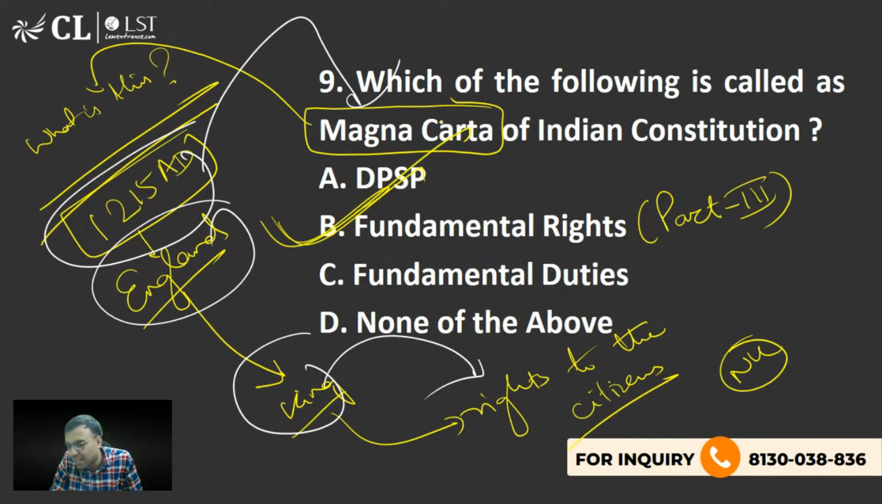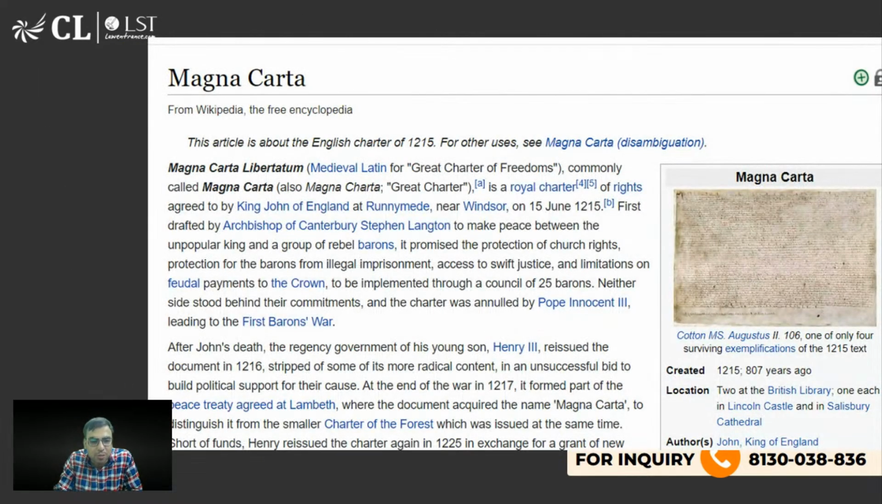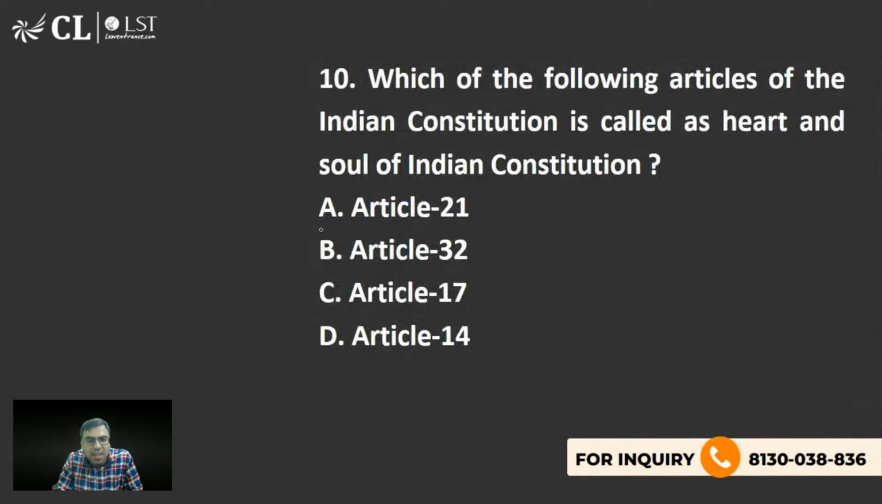Okay, part 3. Yes. Let's move on, है ना. तो मैग्ना कार्टा के बारे में चाहो तो पढ़ सकते हो. तो 1215 में कुछ राइट्स वगैरह दिया था. इसके एकदम डिटेल रिसर्च नहीं करना, बट एक रफ आइडिया होना चाहिए. That's more than enough. The next is which of the following articles of the Indian Constitution is called heart and soul? ये बहुत बार पूछा हुआ है.